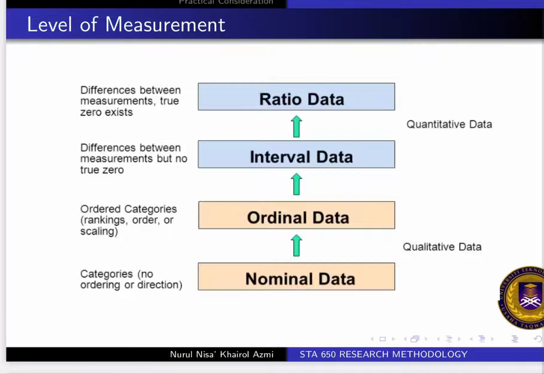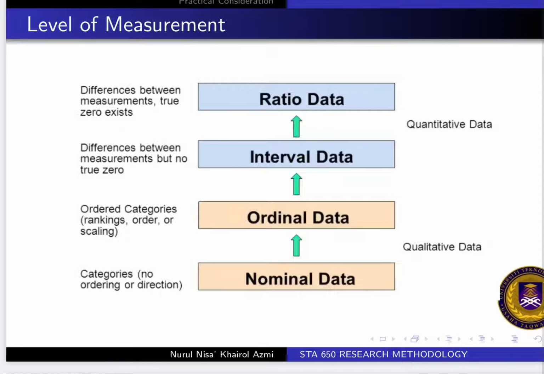However, for interval, you cannot compare quantitatively. For example, test score. Let's say you score 80 and your friend scores 40. Of course, the one who scores 80 is smarter than the one who scores 40. But you cannot say that the one who scores 80 is 2 times smarter than the one who scores 40. So that is the difference between interval and ratio.